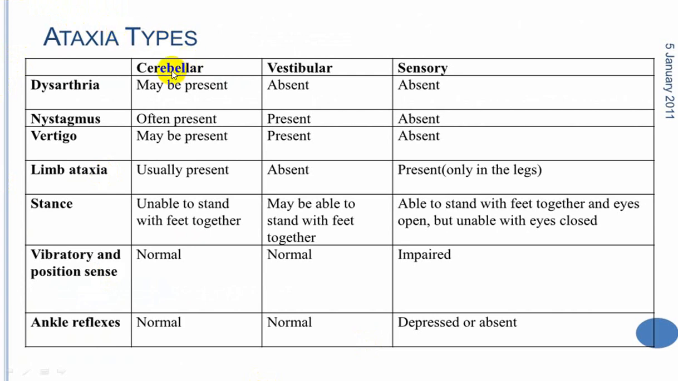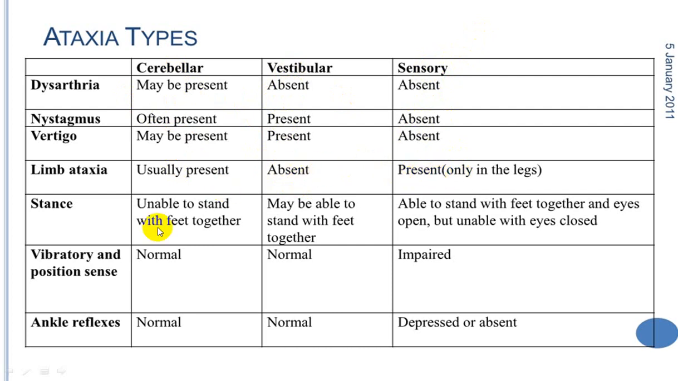As far as ataxia is concerned, to differentiate between cerebellar, vestibular, and sensory, as we have already mentioned before: in cerebellar, dysarthria will be present, while in vestibular it is usually absent, and in sensory also absent. Nystagmus in cerebellar is vertical, horizontal, or rotatory. In vestibular, it is by and large horizontal, while in sensory it is always absent. Vertigo is always present in vestibular, may be present in cerebellar because of damage to the connection with the vestibular nucleus, while in sensory it is always absent. Limb ataxia will be very common in cerebellar disorders, while it will be absent in vestibular. In sensory, the lower limb will show limb ataxia.